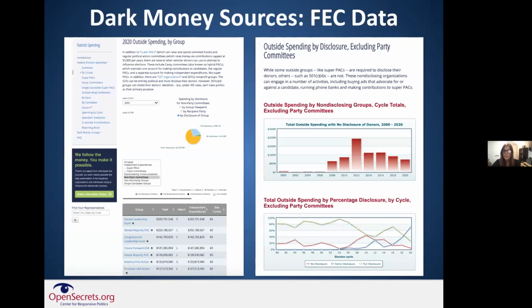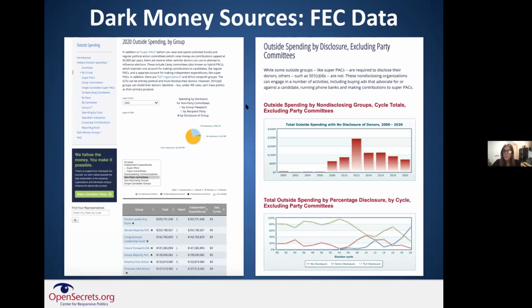We also have an outside spending section. In addition to dark money, it also tracks spending by groups like super PACs, which are legally required to disclose their donors, and you can filter by disclosure, by election cycle, as well as a few other different ways.